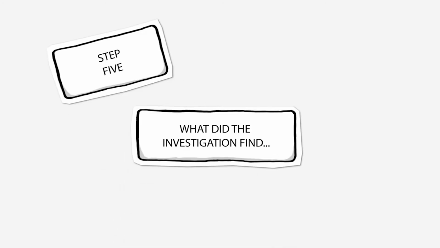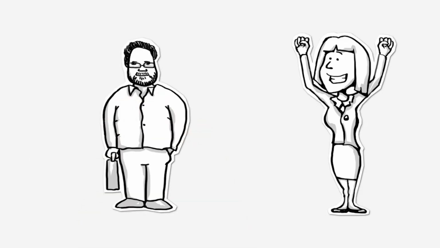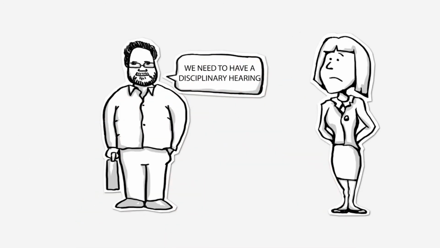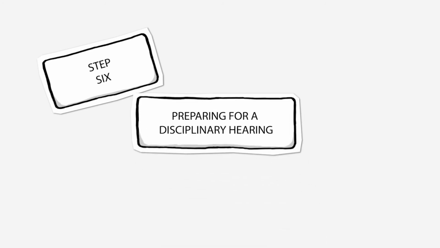Step 5. What did the investigation find? It may be that the investigation shows that nothing really happened. It was a non-event. Mrs. X would come back to work, the case filed away, and nothing more would be done. If, however, the investigator concludes that there was misconduct that requires further action, then you need to have a disciplinary hearing.